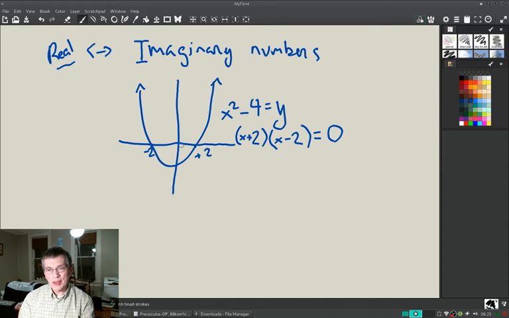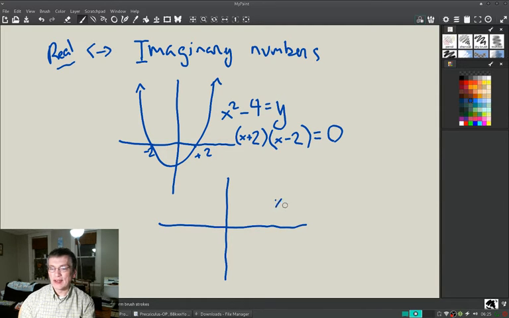Well, if you push the parabola up and it no longer crosses the axis, those 2 zeros disappear. There are no more real zeros. If I was to graph x squared plus 4 equals y, what's the equation now? That's a parabola that's up here. When x equals 0, y equals 4. It's way up here at 4. So it looks like it has no zeros.